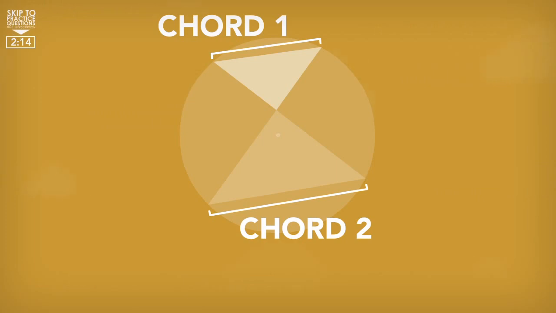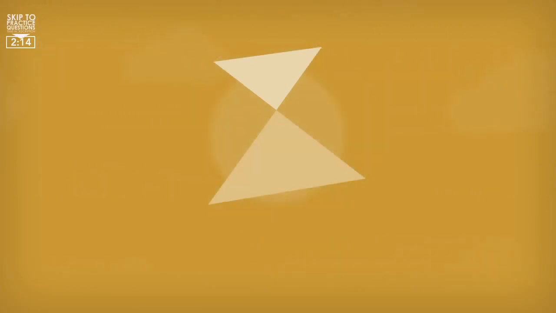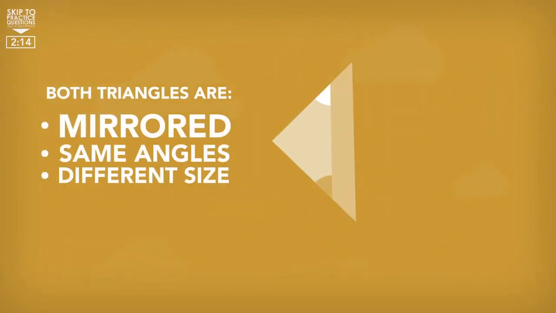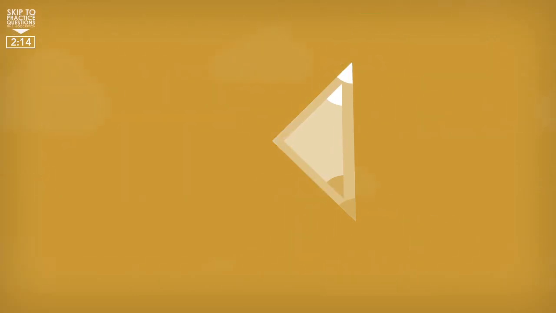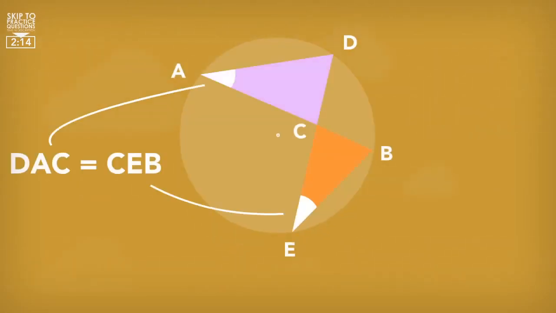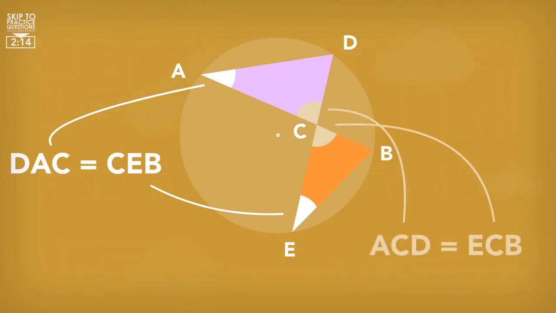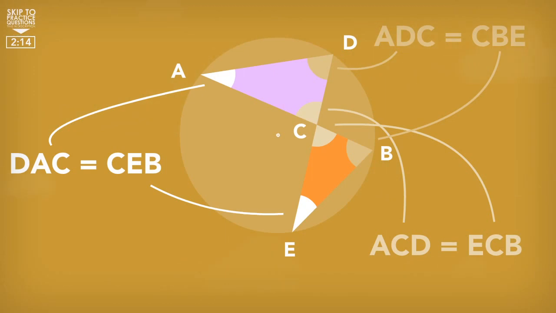When we have a structure like this, 2 triangles are formed. The relationship between these 2 triangles is that they are identical but mirrored, and usually a different size. What this means is that angle DAC equals CEB. ACD equals ECB. And angles ADC equals CBE.